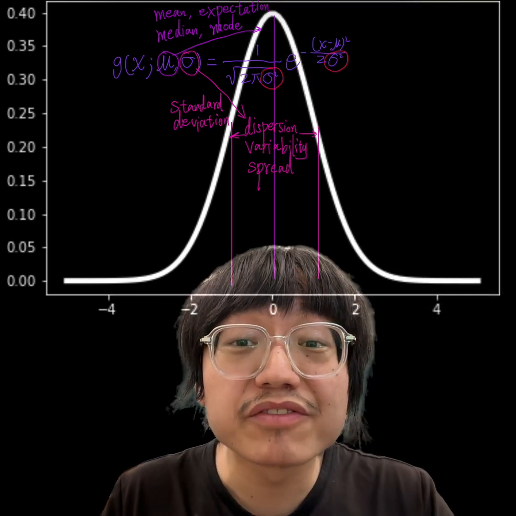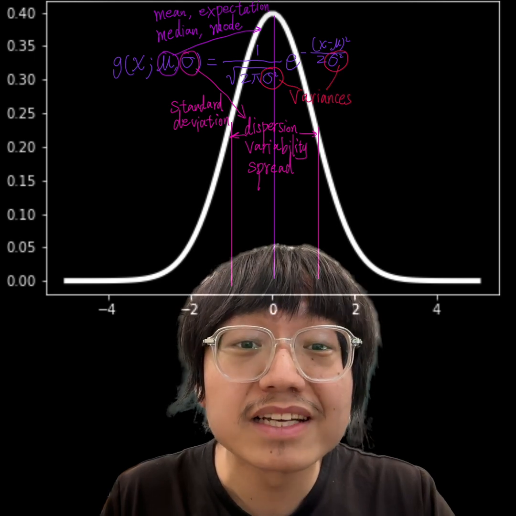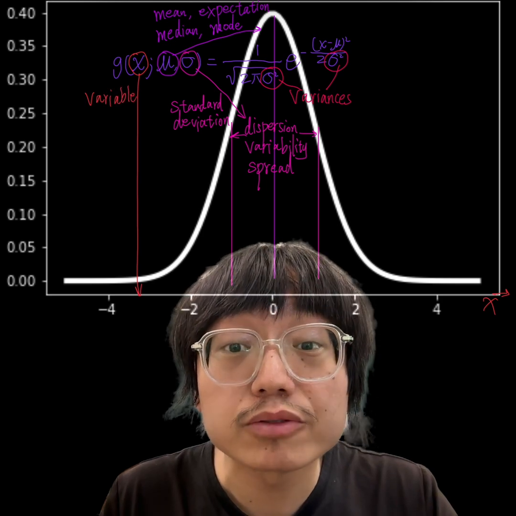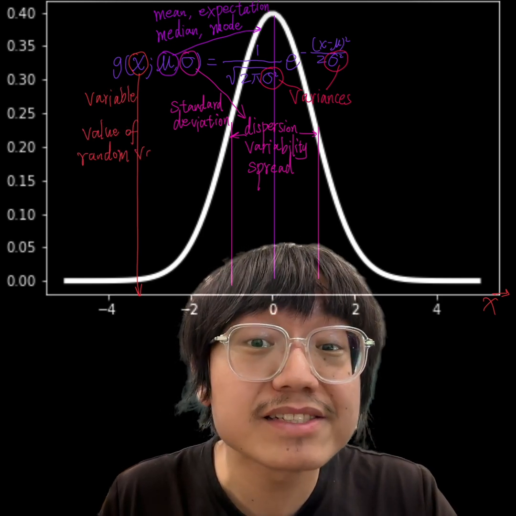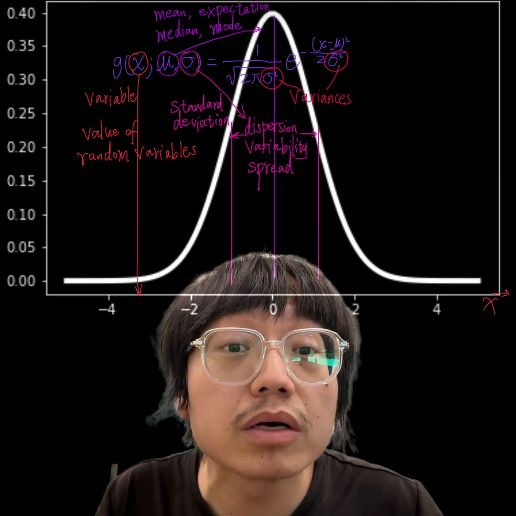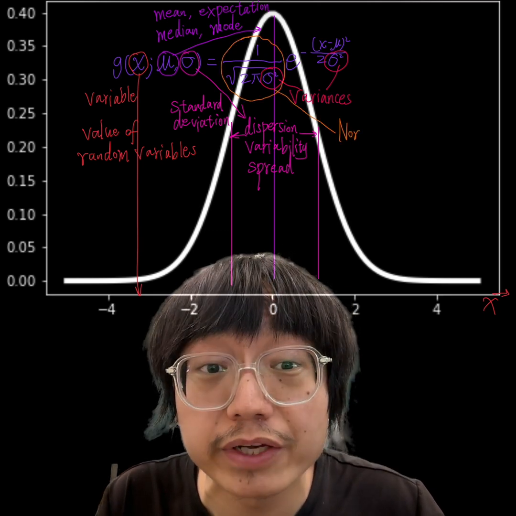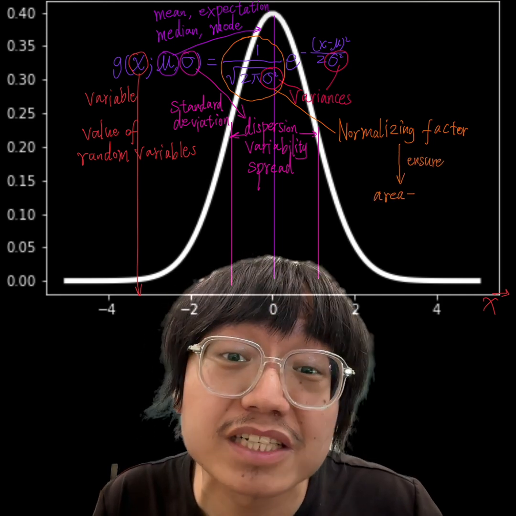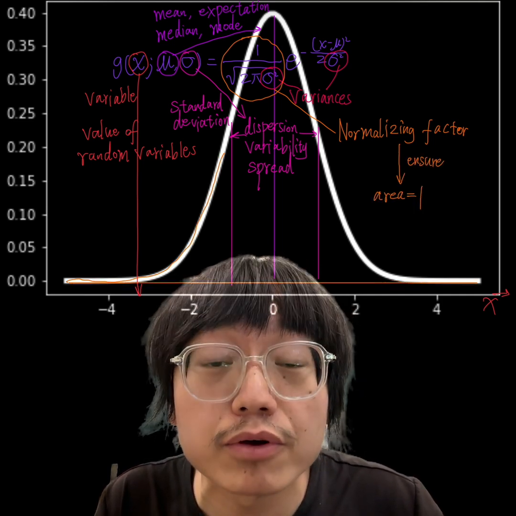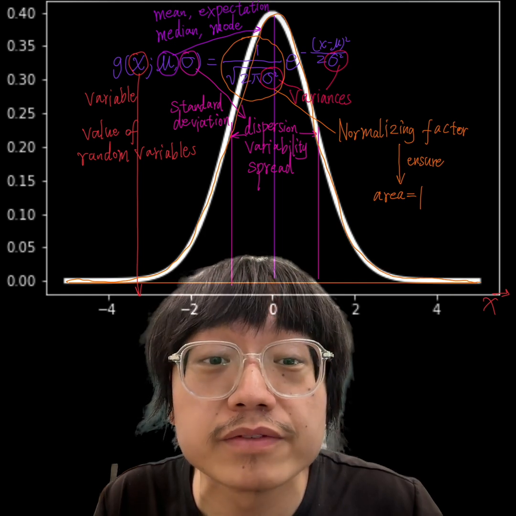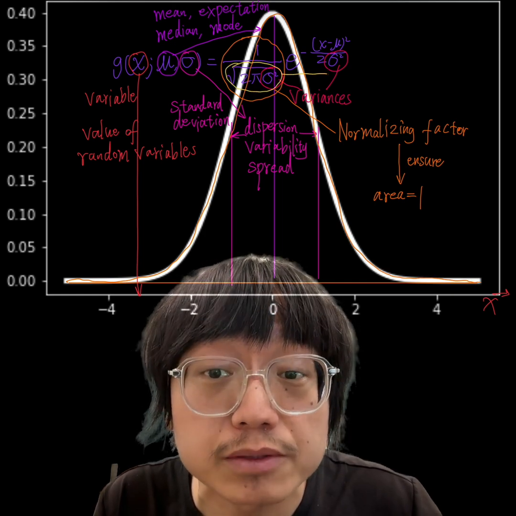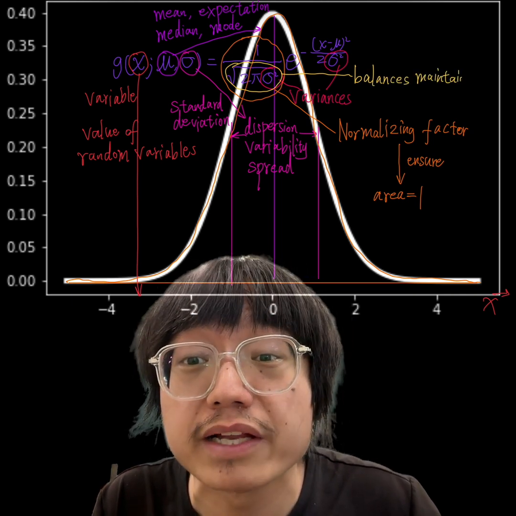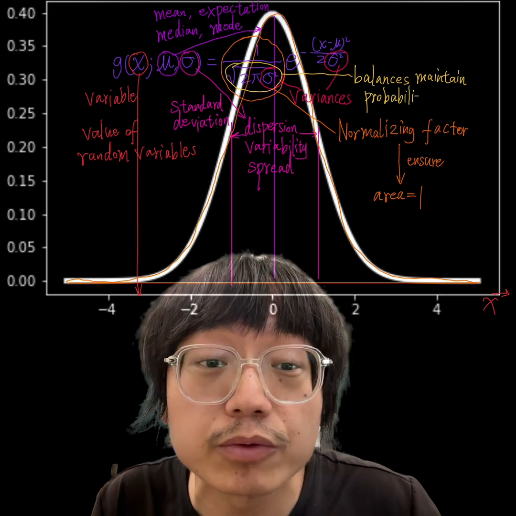Sigma squared is the variance of this distribution, and x is the variable of this function. In the context of probability, it represents a value of the random variable whose probability density is being calculated. The term 1 over the square root of 2 pi sigma squared is the normalizing factor that ensures the total area under the density curve equals 1, making it a proper probability distribution. The denominator, the square root of 2 pi sigma squared, is derived from the integral of the exponential function, which balances the equation to maintain the probability properties.